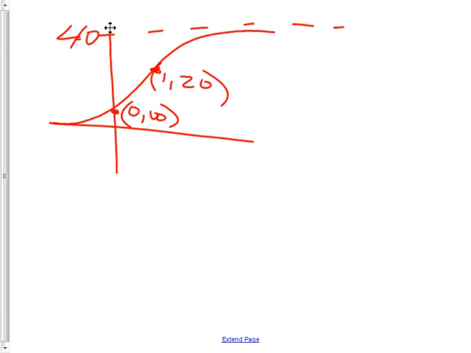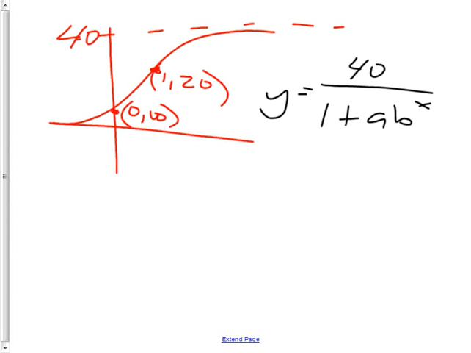1, 20. One of those problems. These are the hardest ones, but at least this one worked out a lot nicer than the one I was showing you before. Okay, so let's do this one together. You've got y equals 40 on top over 1 plus ab to the x. That's how you always start. You take your limit here, you put that on the top.